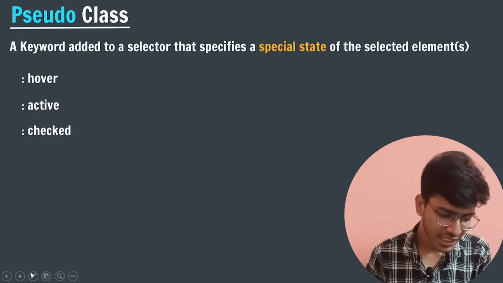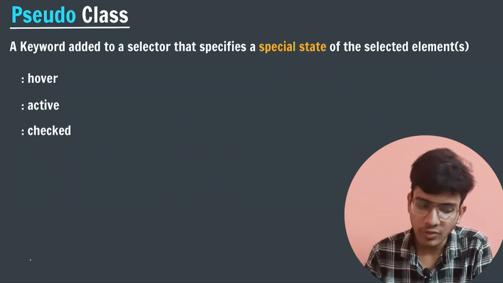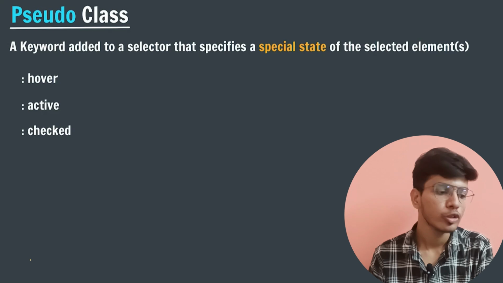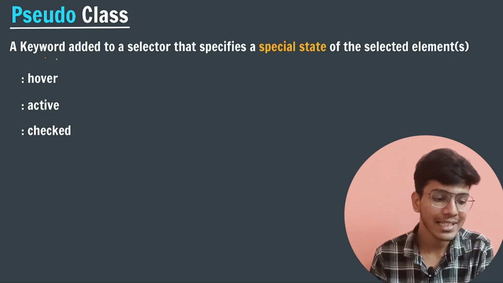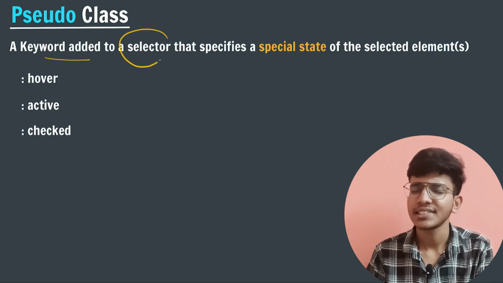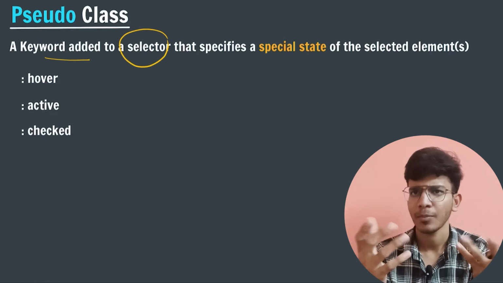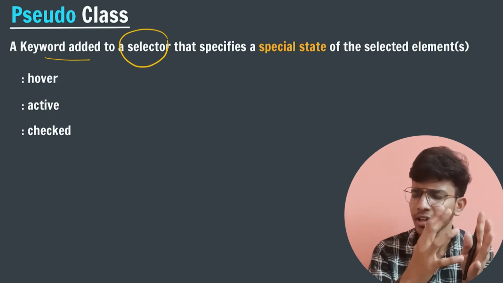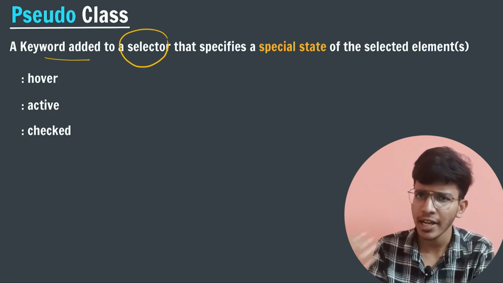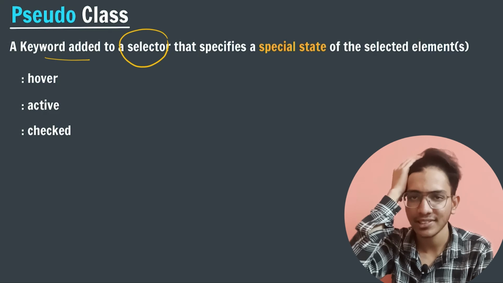This is a little bit important concept. The name of the concept is pseudo class. So pseudo class is a keyword that is added to a selector. Let's say there is a button. Now button is an element selector, right? When I'm writing button and opening curly bracket, it shows that I'm using an element selector.